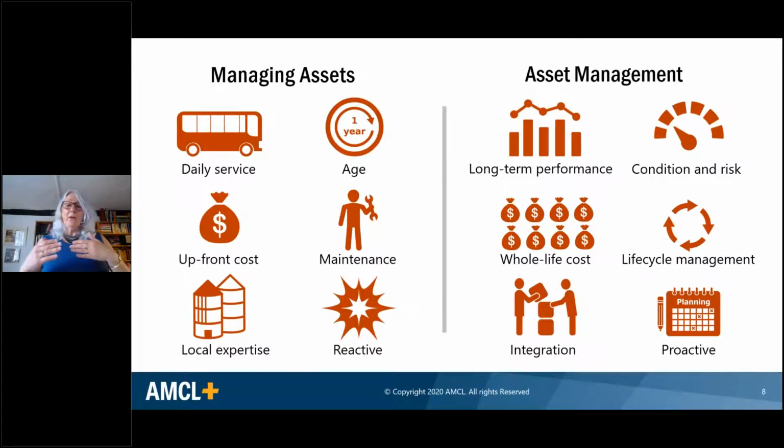So it's also trying to be on the front foot rather than on the back foot. We need our emergency responses, but we don't always want to be responding in an emergency. So asset management is an addition to what we've always done.